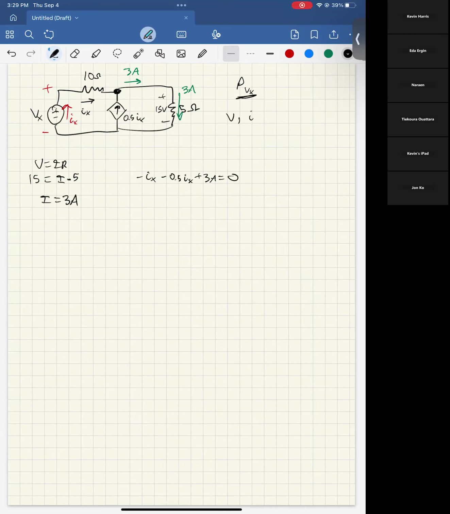And then if we solve for Ix here, we have 3 equals 1.5 Ix. So then that would leave Ix being 2 amps. Hopefully that's clear. I moved these two to the other side. Just algebra. So now that we have Ix, we can figure out the rest of it. We've checked off this: we know the current is Ix.